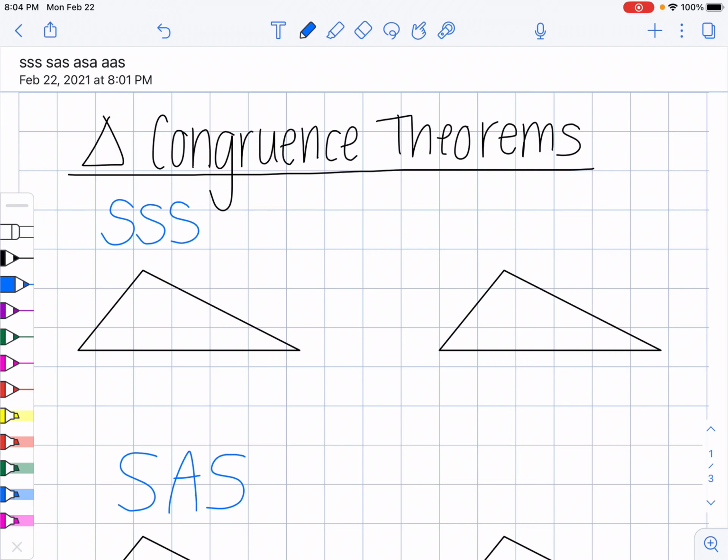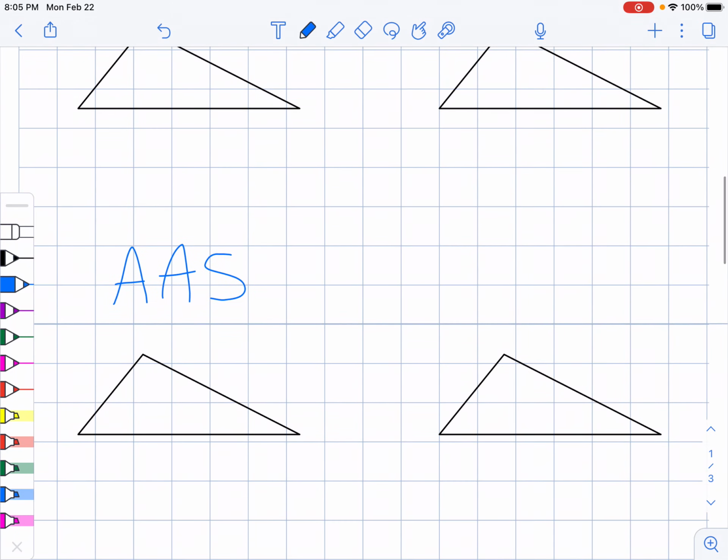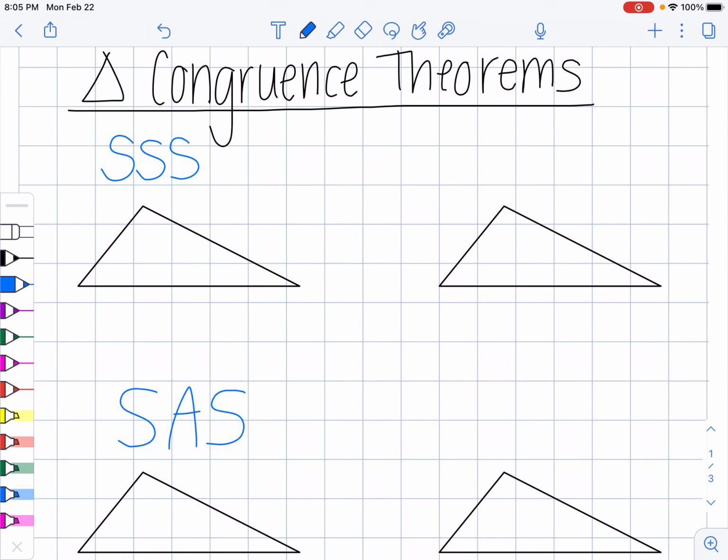Today in this video we're going to talk about how to tell the difference between the different triangle congruence theorems. So the four theorems are side, side, side, side, angle, side, angle, side, angle, and angle, angle, side. And I'm just going to draw out what it looks like when you have two congruent triangles.